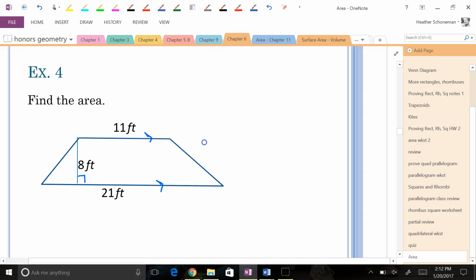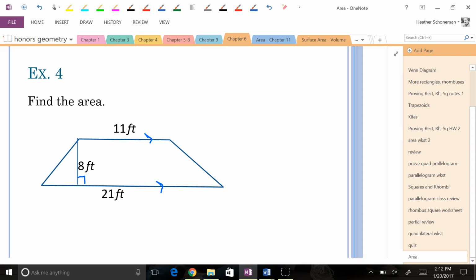Let's look at number 4. Number 4 is a trapezoid. We've got two trapezoid formulas. One uses the mid-segment, one does not. This one clearly does not give you the mid-segment, so we're not going to use it. So we're going to plug in the other numbers.